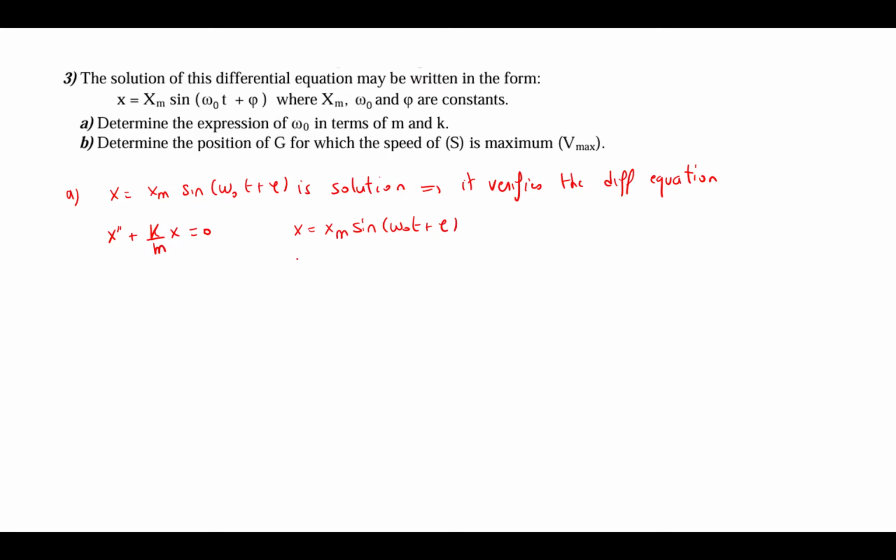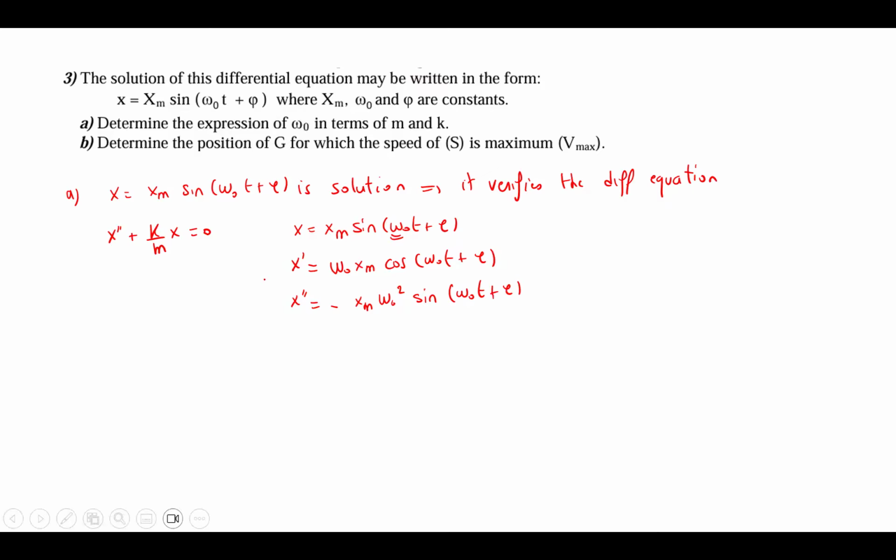And then in order to find x double prime, I must find x prime first. The derivative of sine is a cosine. So the a is omega 0. So I get here omega 0 xm cosine omega 0 t plus phi. Now another derivative, the derivative of cosine is minus a sine. So I'll get minus xm omega 0 and another omega 0. So it will be omega 0 square sine omega 0 t plus phi.